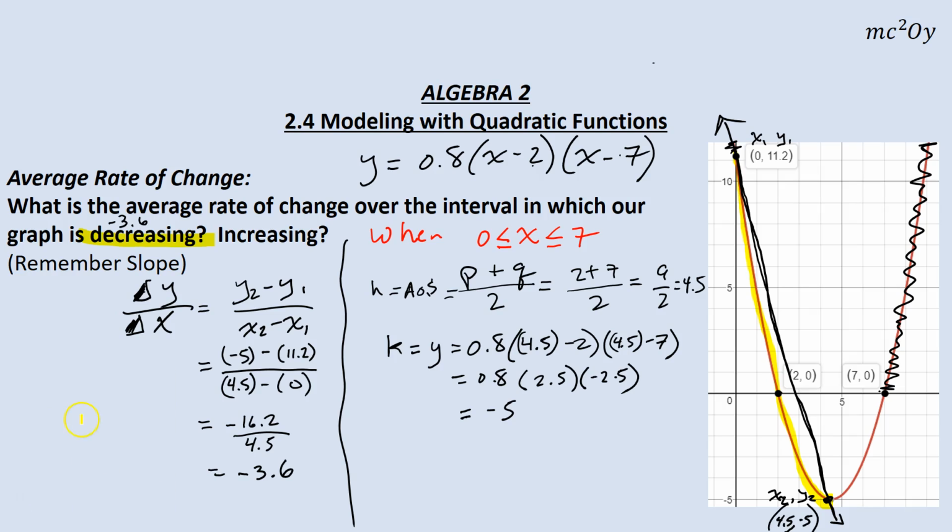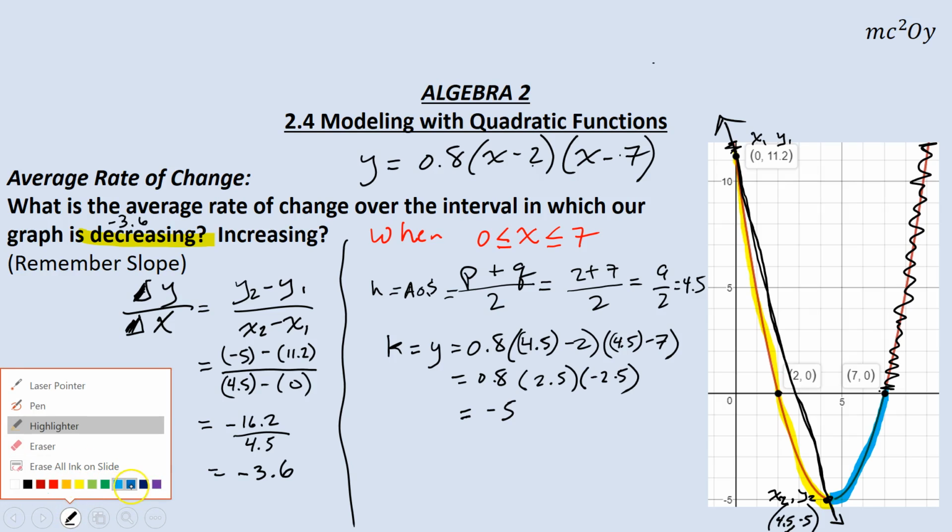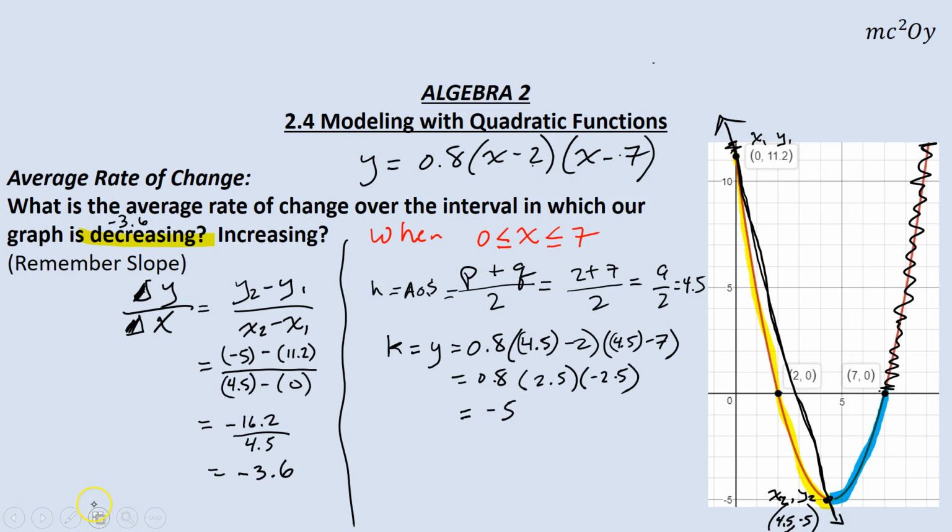Now, if I'm looking at increasing, I'm going to have to change up my color here. Let's highlight it, so choose a different color. Increasing is from my vertex up to 7, 0. And if I'm calculating where it's increasing, let's switch my ink color here, and we'll keep it the same as the highlighter. I'm going to do, once again, delta y over delta x. It's just this time it's going to be increasing. Notice it was decreasing, which gave me a negative slope. Increasing should give me a positive slope because my line is going up here.